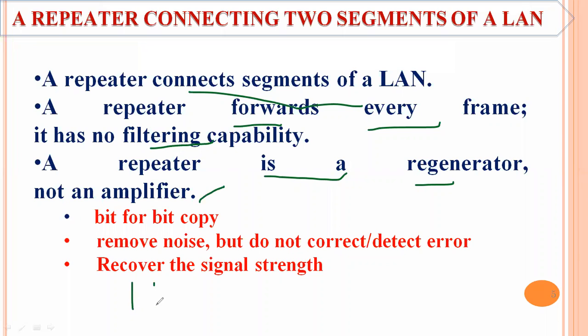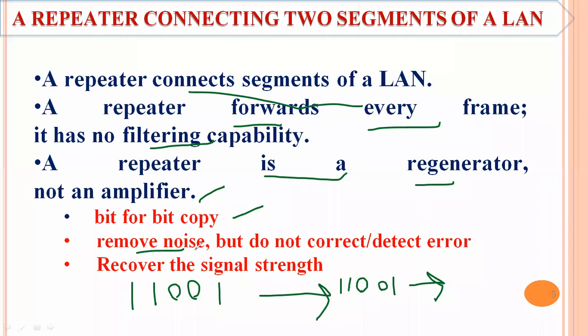Just for example, suppose we have data 110011 and it is traveling a longer distance, and suppose the data received by the repeater is 1100. Now this one has been lost. So at the repeater, techniques will work and it will regenerate the signal and send it to the other system. So it is a bit for bit copy, removes noise, but does not correct or detect the errors and recovers the signal strength.